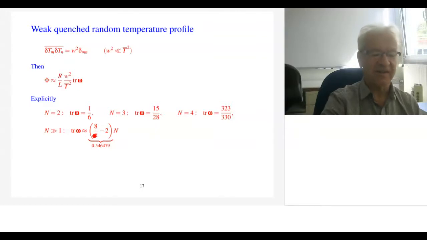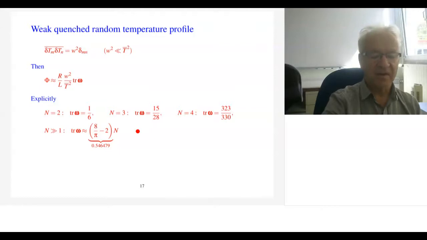I told you the matrix entries of omega are evaluated as Fourier sums. So Fourier sums for large systems become Fourier integrals, and that explains the occurrence of the number pi here. So this number represents the entropy production rate per unit time and unit length in this peculiar regime of a weak random temperature profile.